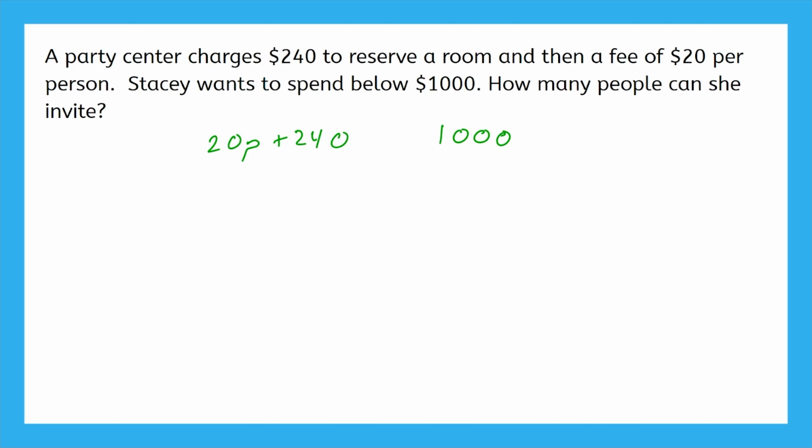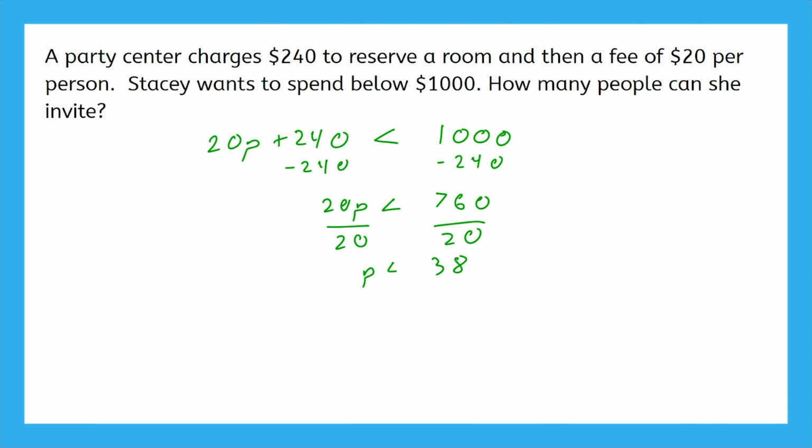So is she willing to spend an amount equal to $1,000? No, because 1,000 would not be below 1,000. So we have to be careful here. The amount she pays for the room should be strictly less than $1,000, not less than or equal to. First, we subtract by 240, then divide by 20, and we find that P, or the number of people Stacy can invite, is less than 38. Again, we have to be careful here.